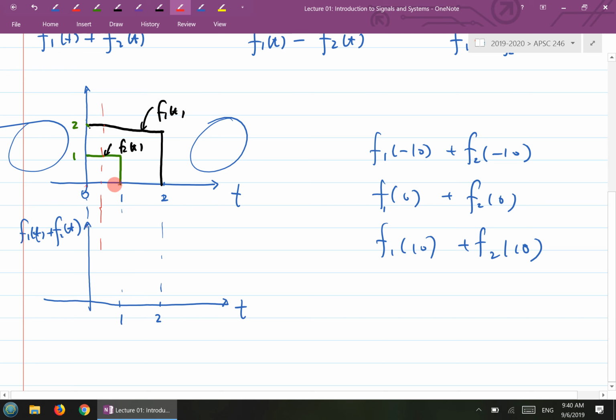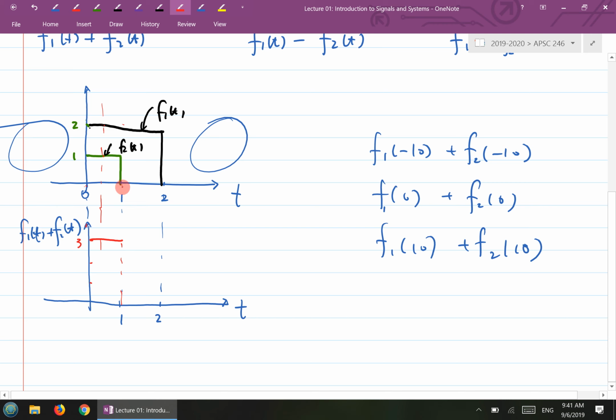So anywhere between 0 and 1, when you look at the curve, you're adding this portion and this portion together, which is a 3. So you can say 1, 2, 3. So you get 3 up to t equal to 1. Is that clear? Okay.